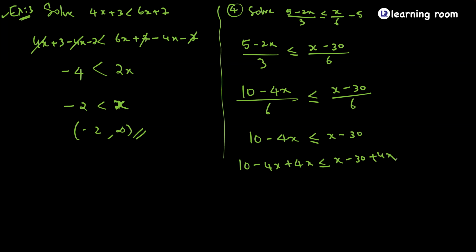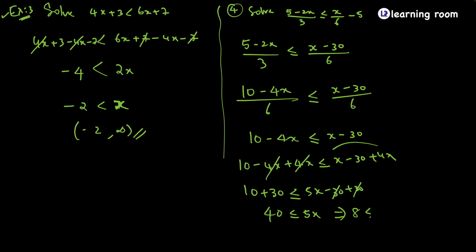If I add 30 on both the sides, first of all, 4x and 4x will get cancelled. This will be less than or equal to 5x minus 30 plus 30. 30 and 30 are gone. So 5x will be greater than or equal to, or I'll write it like this. Since you're seeing it for the first time, I'll tell you. So 40 less than or equal to 5x, divide by 5 on both the sides. So what will you get? 8 less than or equal to x, which implies x belongs to 8 to infinity, where 8 is included, infinity is not.